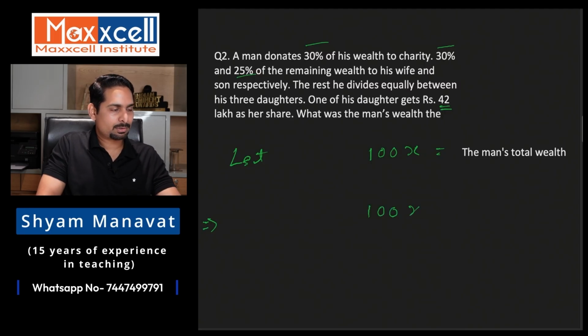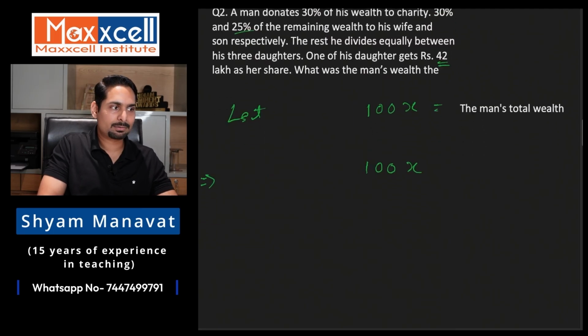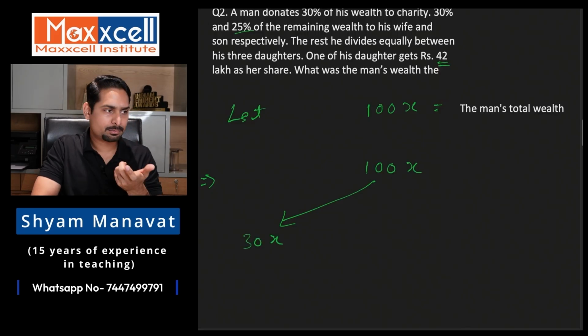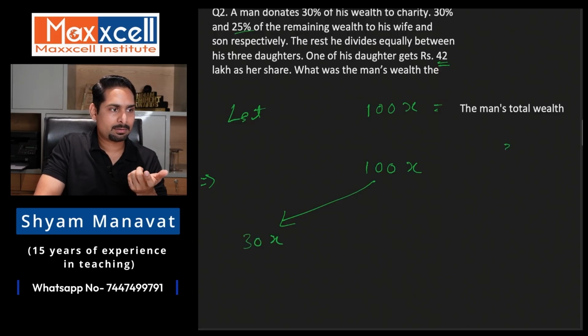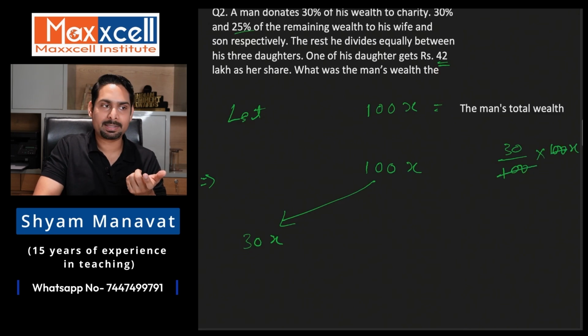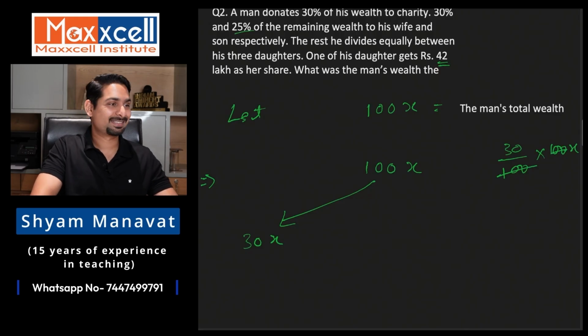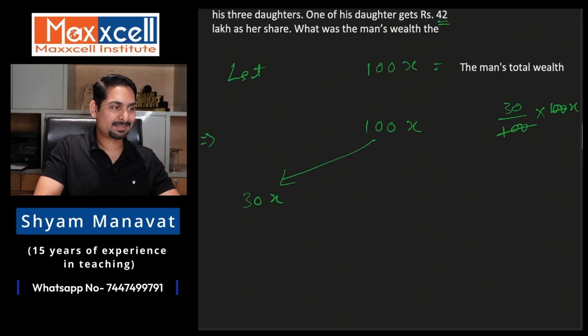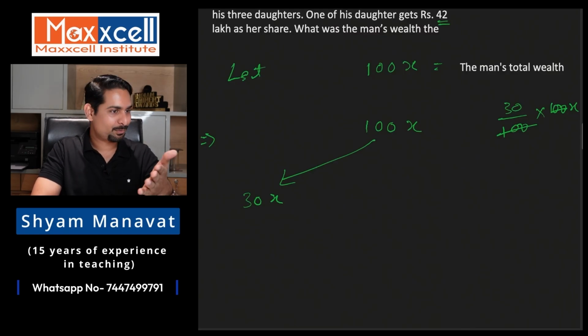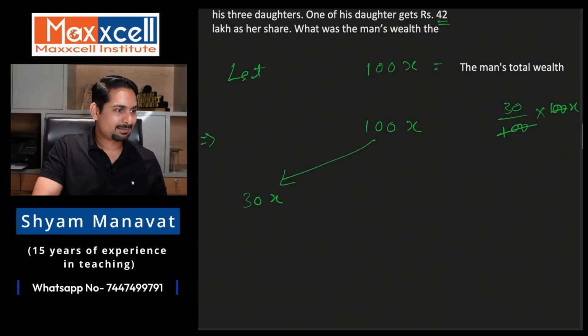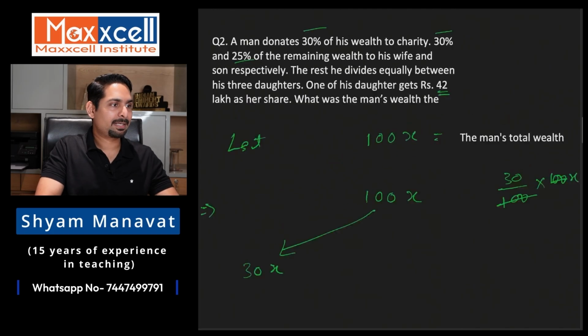100x is the total wealth, out of which 30% has gone to charity. So what is 30% of 100x? 30x. Every number is 100%, so you can see 30%. I hope I don't need to calculate this. 30% of 100x, 100 cancels, so it's 30x. I hope by now, after doing so many lectures with me, you understand this well. 30x.